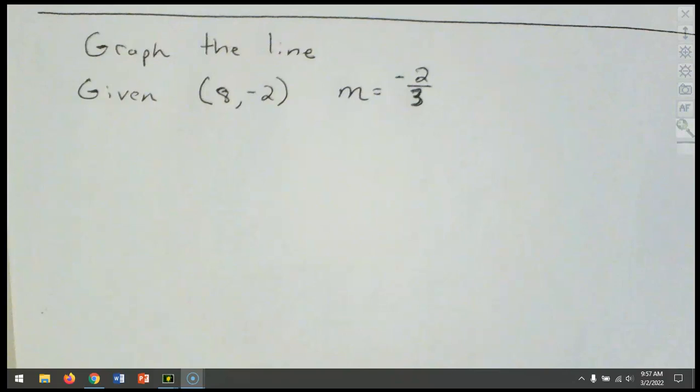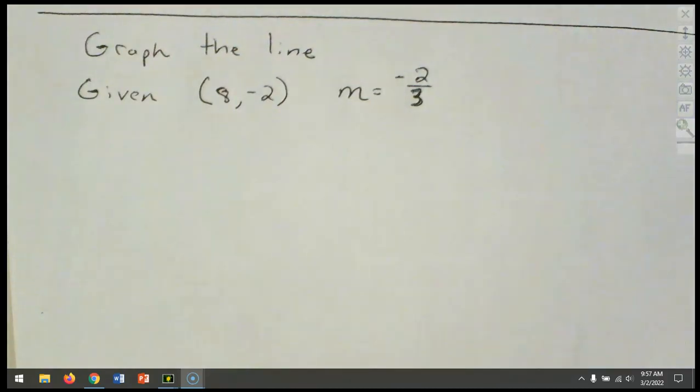You can graph a line when you have a point and a provided slope. You can also graph a line, which we'll do here in a few minutes, when you have just an equation. So we're going to go ahead and graph this one when you're given a point and you're given a slope. Now, what you want to first do is you want to find your point. So we're going to plot our point on our graph.